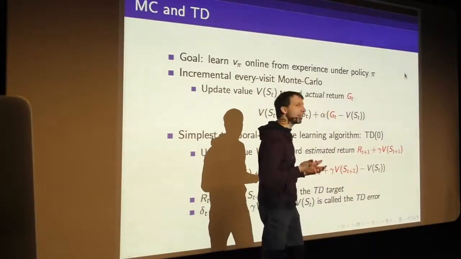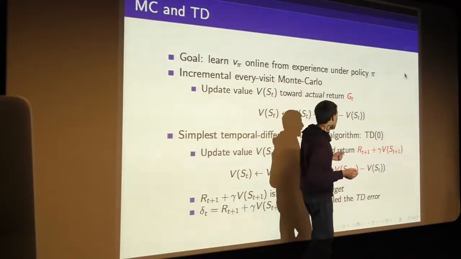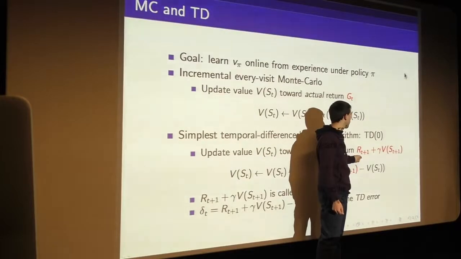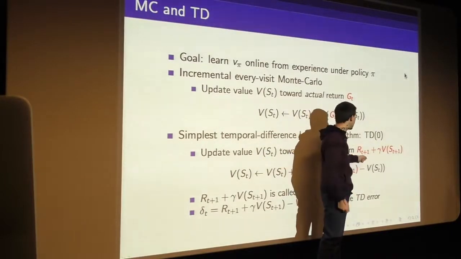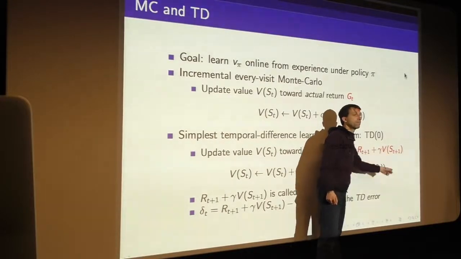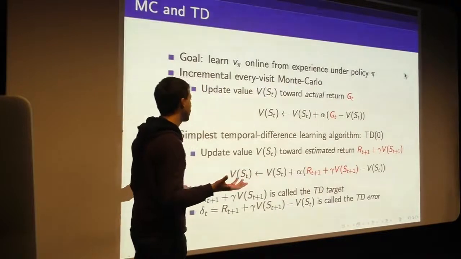And our estimate basically consists of two parts, just like in the Bellman equation. The estimate consists of the immediate reward, and I think the total reward is going to be the immediate reward plus the discounted value of the next step. So it's just like the Bellman equations we saw in the previous lectures.